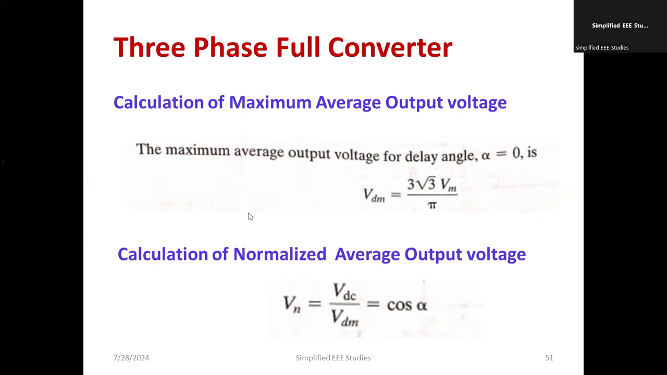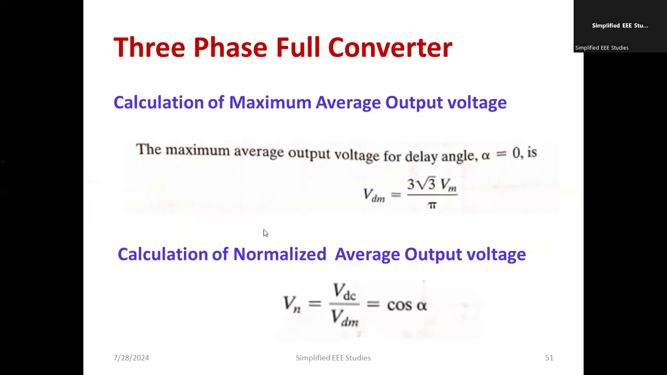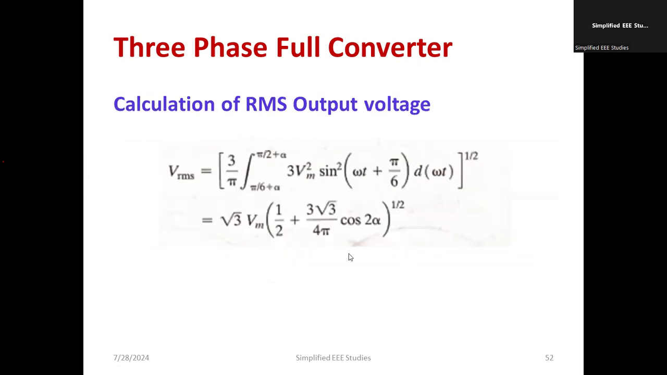Similarly, the normalized voltage is nothing but the average output voltage to the maximum average output voltage. Take the ratio of these first two equations. Equation number 1, VDC, and VDM is equation number 2. Take the ratio of VDC by VDM. So ultimately, you are able to get cos alpha. Cos alpha will be the normalized average output voltage.